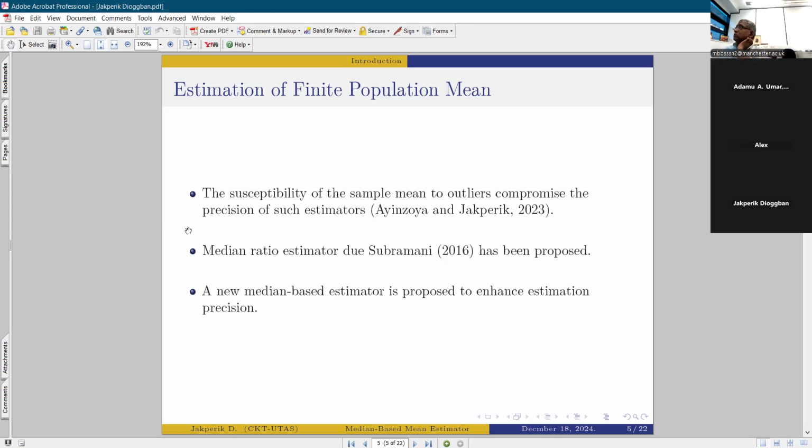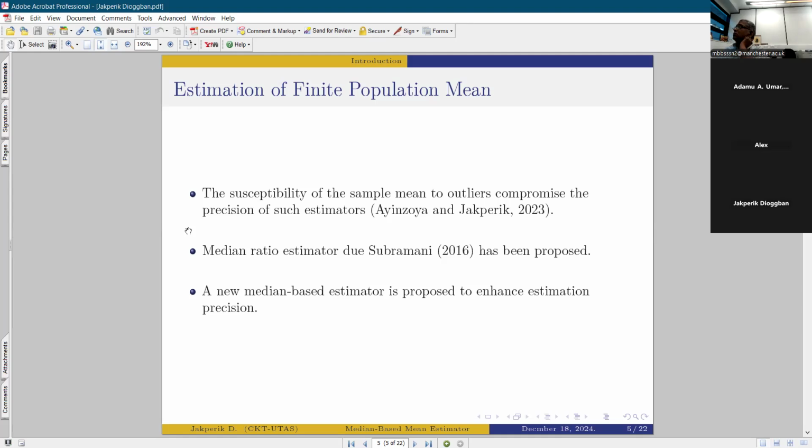Consequently, Subramani in 2016 proposed a median ratio estimator, where he simply replaced the means in the conventional ratio estimator by the medians. And that resulted in a significant improvement of the bias and precision of the estimator.